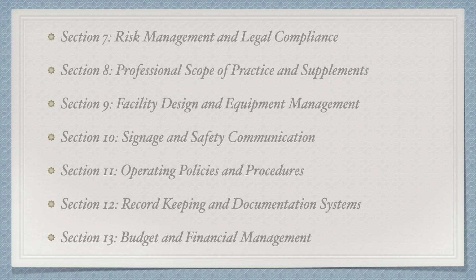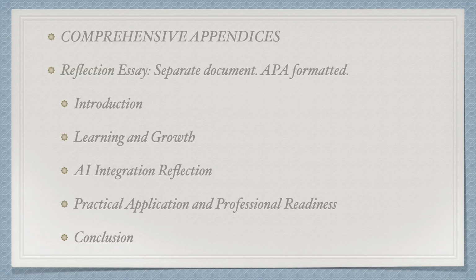Section 9, facility design and equipment management. Section 10 is signage and safety communication. Section 11, operation policy and procedures. Section 12, record keeping and documentation system. Section 13, budget and financial management. And then we have comprehensive appendices.